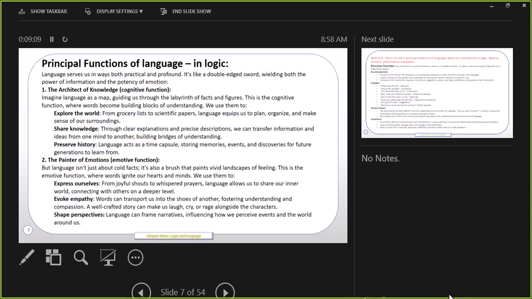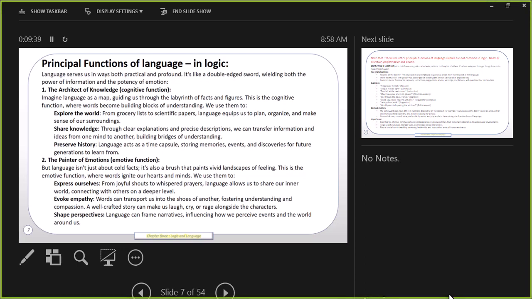Cognitive and emotive functions are used in logic. The question is, which one is more dominant and which one is more preferable? Emotive or cognitive? It's clear, right? Cognitive function is important, more dominant. This does not mean that emotive function does not have any role.